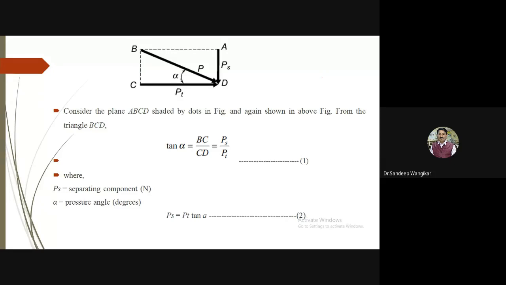Consider plane A, B, C, D, from triangle B, C, D. This angle is alpha. So tan of alpha is equal to BC by CD. This AD is PS, therefore this is also PS. So tan of alpha is equal to PS by PT, where PS stands for the separating component in Newton and alpha stands for the pressure angle. Then this gives us the relation PS is equal to PT into tan of alpha.